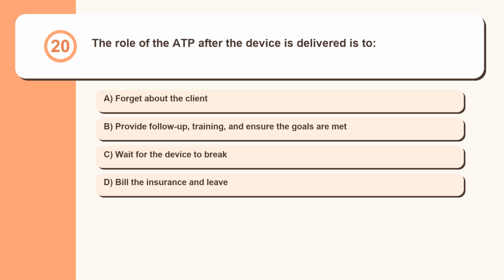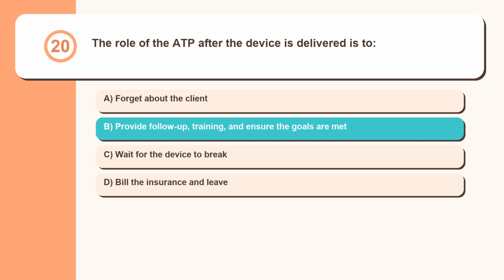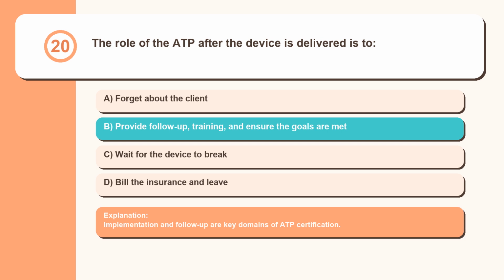Question 20. The role of the ATP after the device is delivered is to forget about the client, provide follow-up, training, and ensure the goals are met, wait for the device to break, bill the insurance and leave. Implementation and follow-up are key domains of ATP certification.